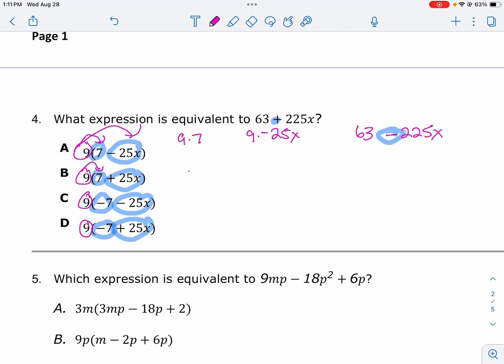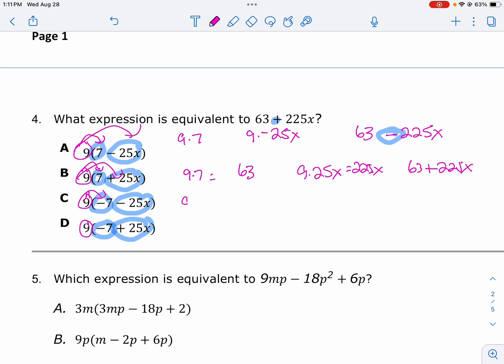9 times 7, which we already know is 63. And then I have 9 times +25x, which is in fact 225x. So I do have a 63 plus 225x. So that looks to be the correct answer, but before you fall in love with an answer, go look at the rest of the answer options.